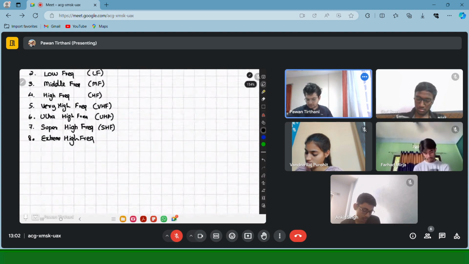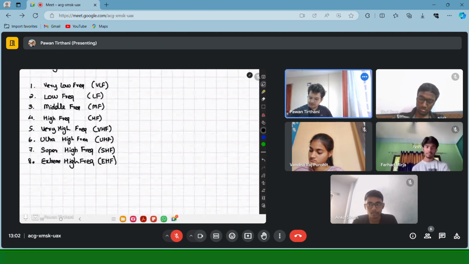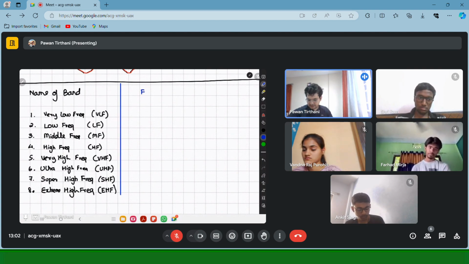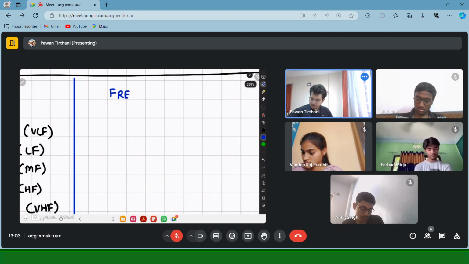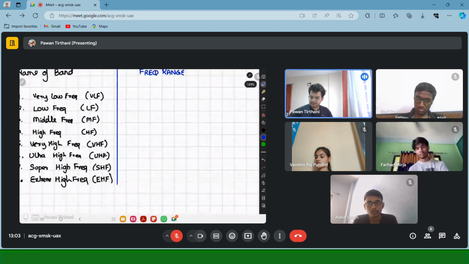Now, all of these are what? These are all bands. All of these bands will have a range. So let us talk about the next column, the frequency range. It is very simple to remember this also.